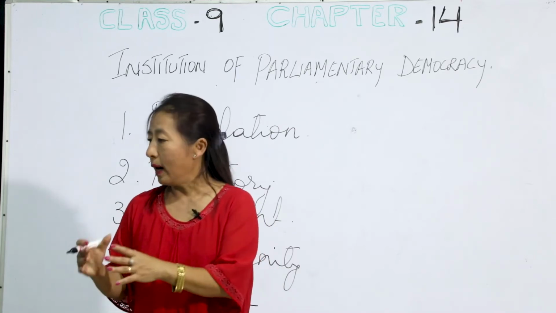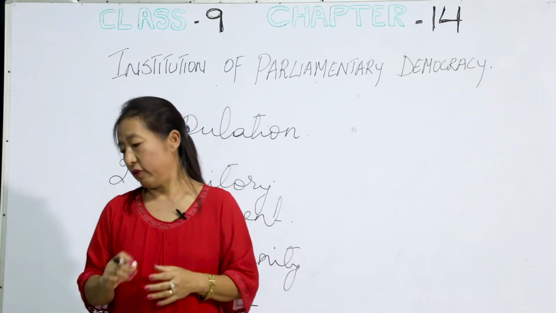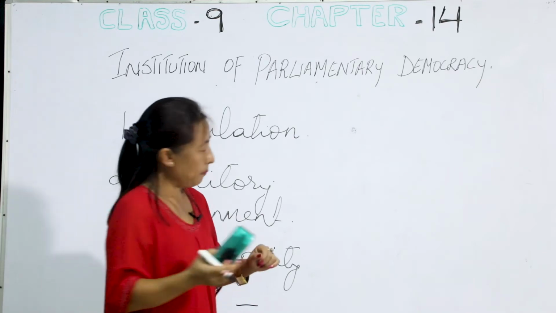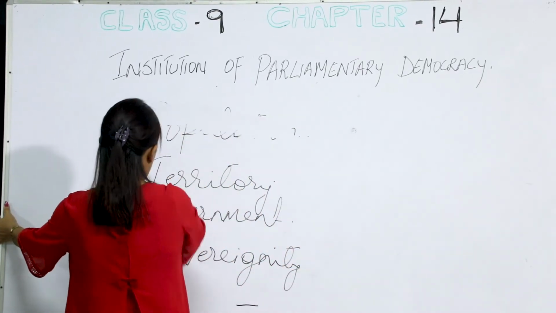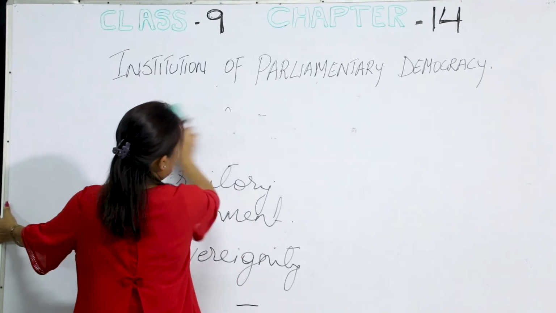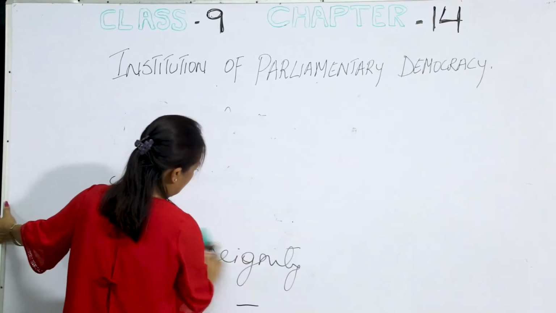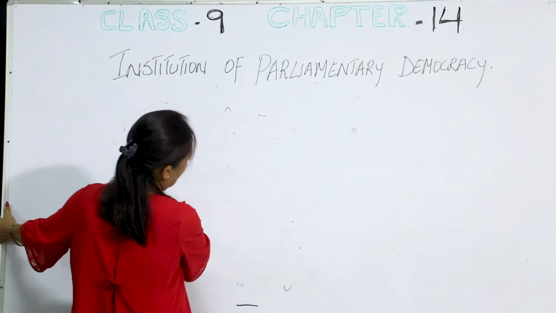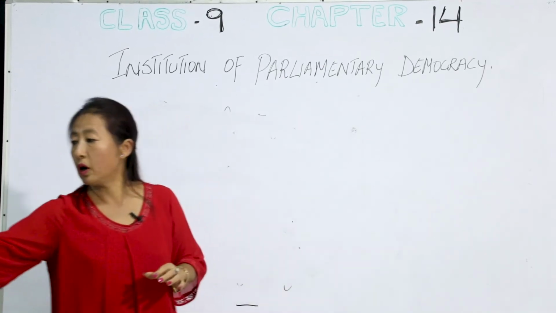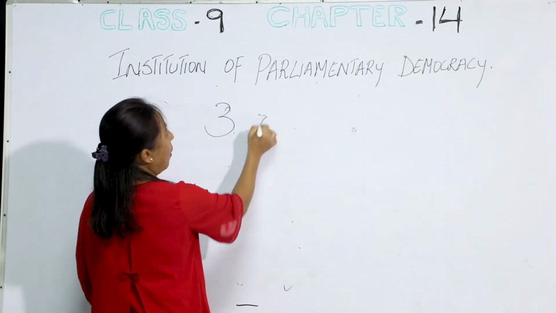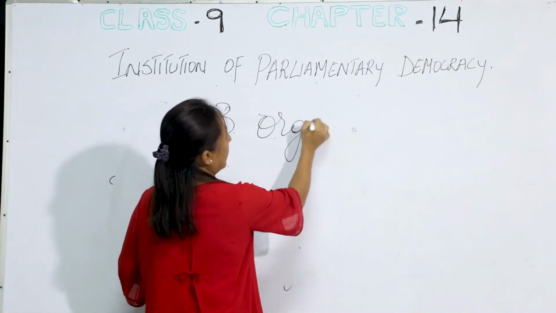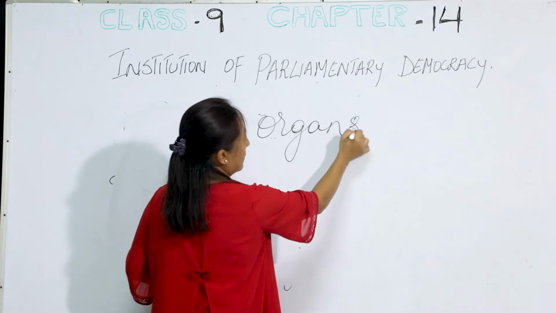Now when we talk about government, we all know that the government has organs. I hope you remember that, because you have already studied about it in your lower classes. So when we talk about government, it has three organs.